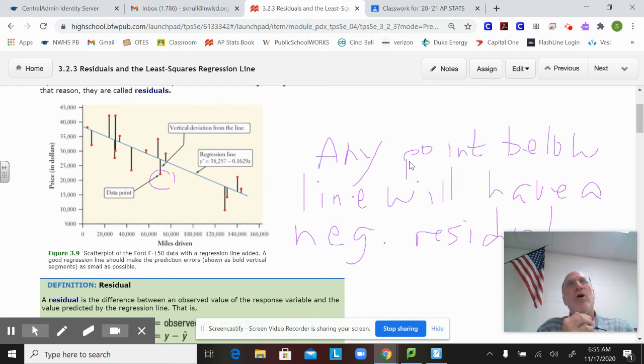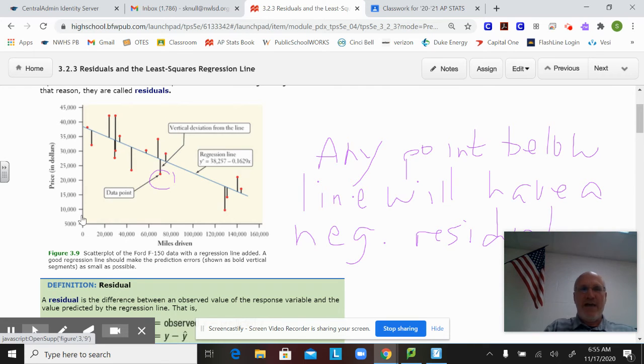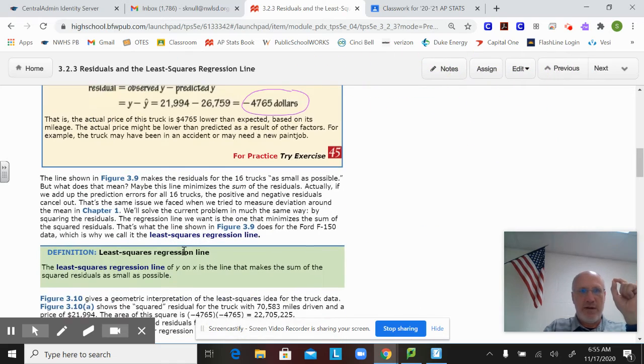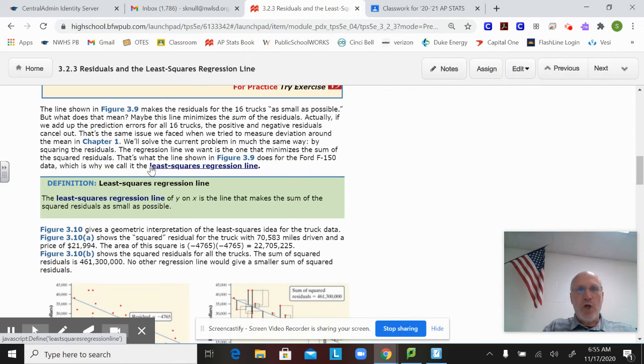So you may recall back when we found standard deviation, we found not the sum of the differences, but the sum of the differences squared. So it turns out that's what we're going to do for this. That's what we're trying to minimize, which is what this says down here. It's called the least squares regression line. You need to recognize that name. There are other regression lines; we're finding the least squares. It says the least squares regression line of y and x is the line that makes the sum of the squared residuals as small as possible.